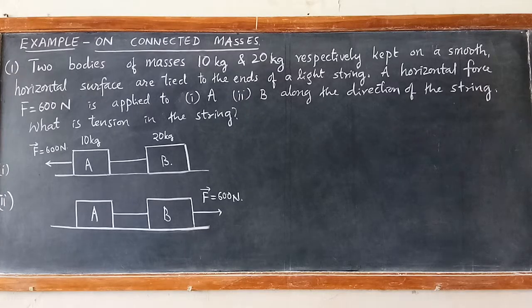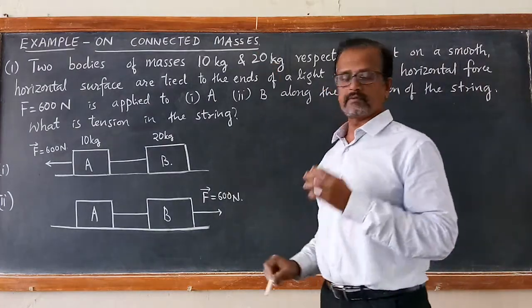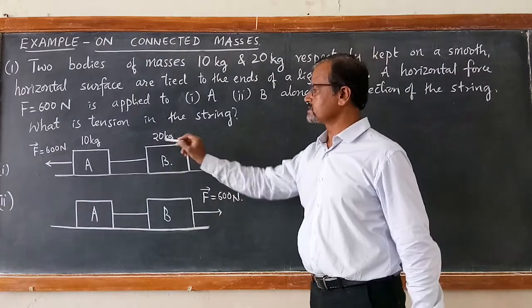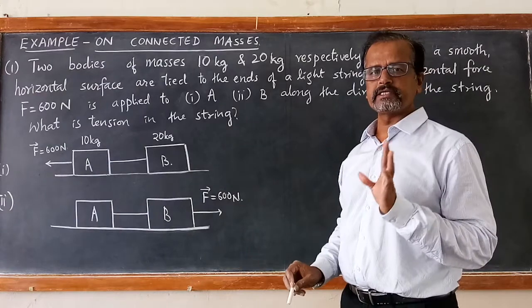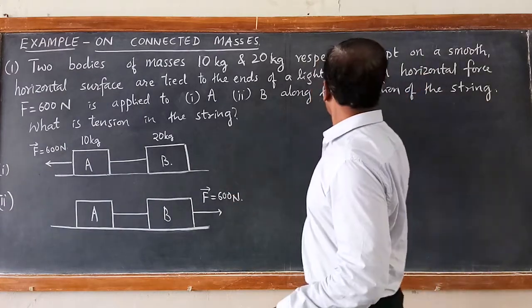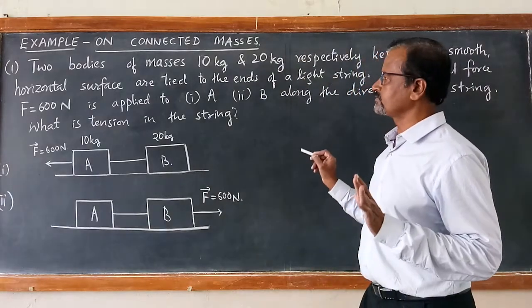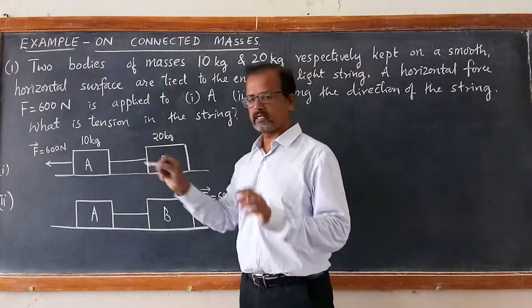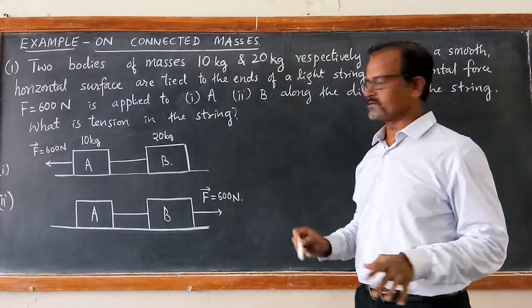Okay, let us solve another type of problem. This is called a connected mass problem. Example of connected masses: two bodies A and B of masses 10 kg and 20 kg respectively are kept on a smooth horizontal surface. The ends of A and B are tied together with a thin light string.